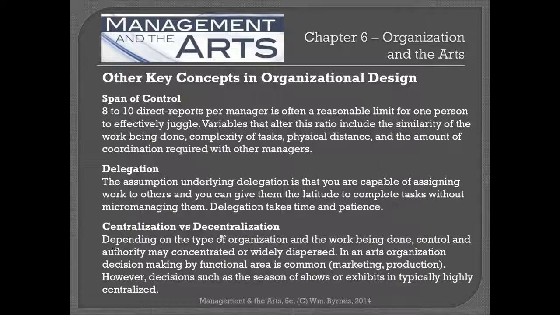Okay, centralization versus decentralization. Depending on the type of organization and the work being done, control and authority may be concentrated or widely dispersed. In an arts organization, decision-making by functional area is common, marketing, production. However, decisions such as the season of shows or exhibits are typically highly centralized. So what that means is, where are the decisions made? In an arts organization, the people that run the North America part of the museum are often making decisions themselves. So that's decentralizing decisions, right? And control and authority.